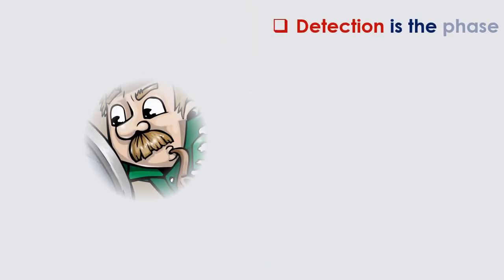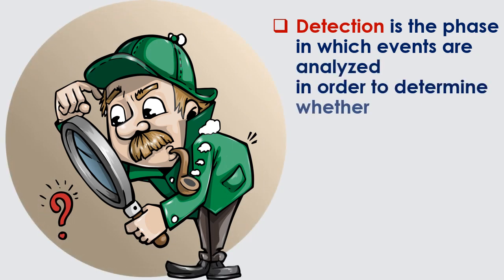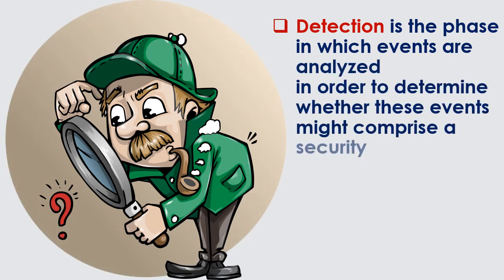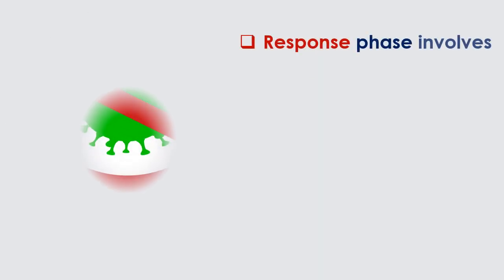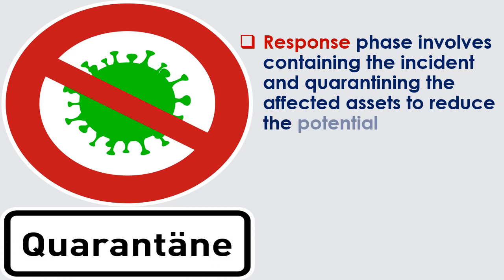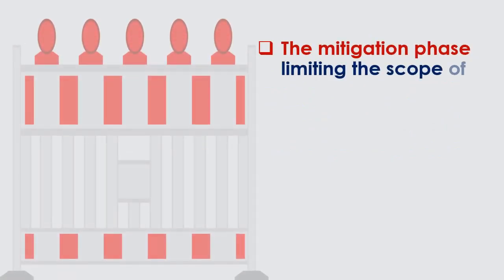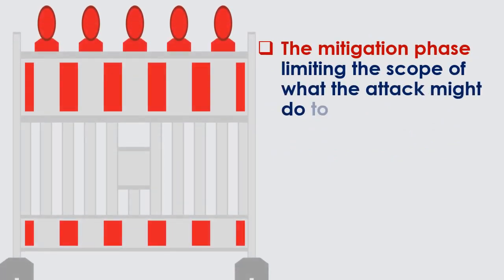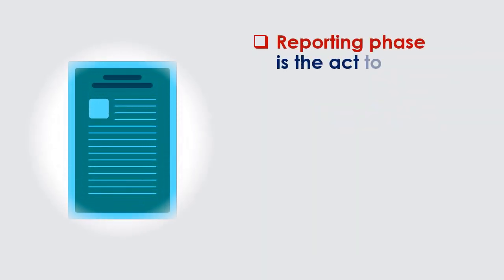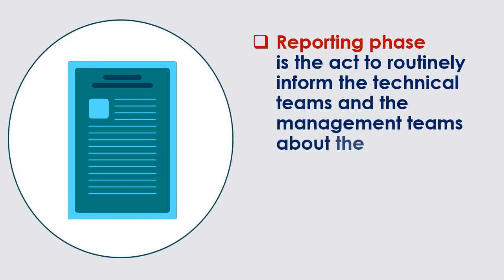Detection is the phase in which events are analyzed in order to determine whether these events might comprise a security incident. The response phase involves containing the incident and quarantining the affected assets to reduce the potential impact by preventing other assets from being affected. The mitigation phase involves limiting the scope of what the attack might do to the organization's assets. The reporting phase is the act of routinely informing the technical teams and the management teams about the latest findings regarding the incident.